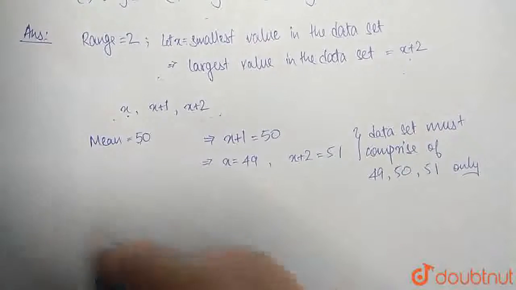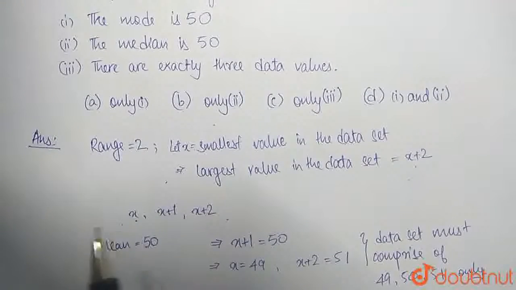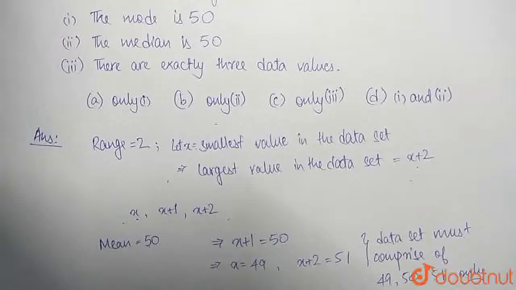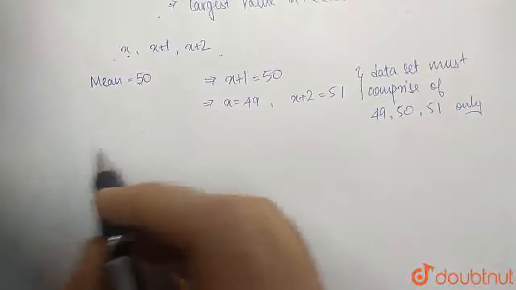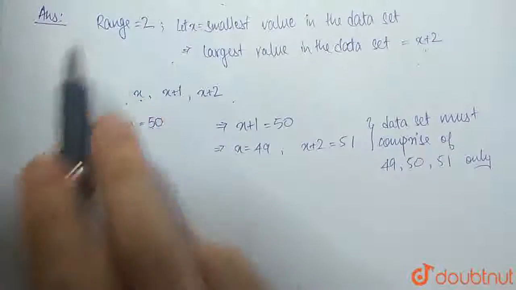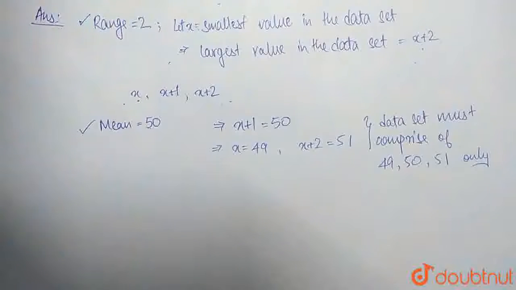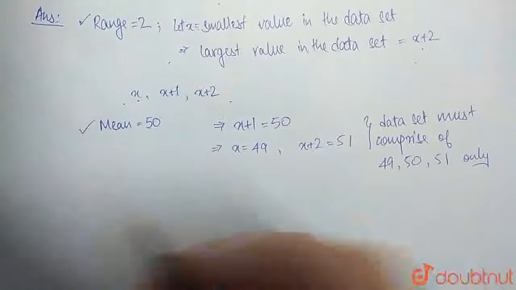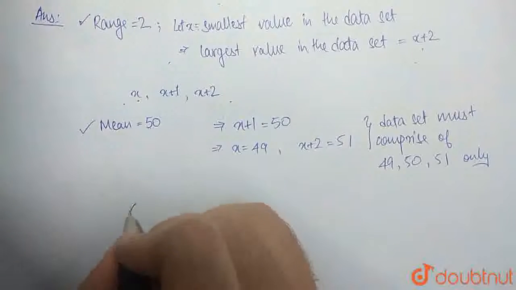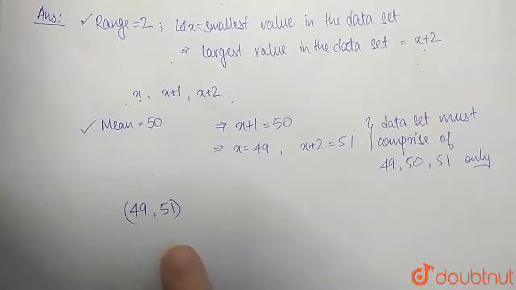Now let us check the statements which are given to us, right? The first statement is the mode is 50. The mode is the most frequently occurring value in a dataset, right? Now in order to comply with the given conditions, being the range is 2 and the mean is 50, these are the two given conditions which must be satisfied for this question. I can also have a data set simply as 49, 51, right? That's it. Only these two values.